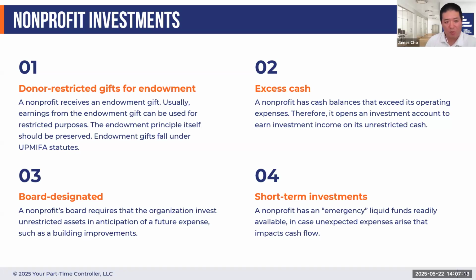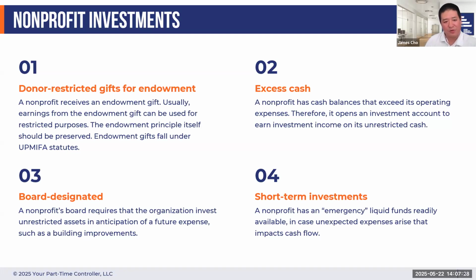Number three, board designated. So this one is a little bit similar, but the time horizon is a little bit shortened. The nonprofit board or staff, or they kind of expect an expense coming up, right?